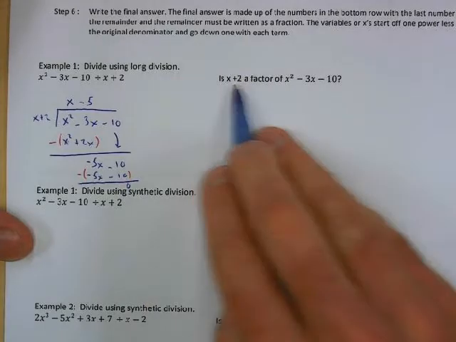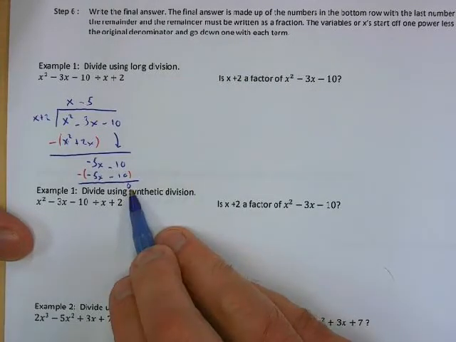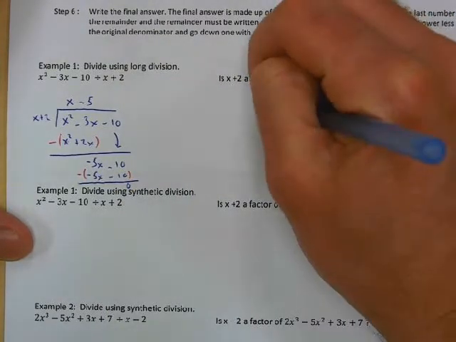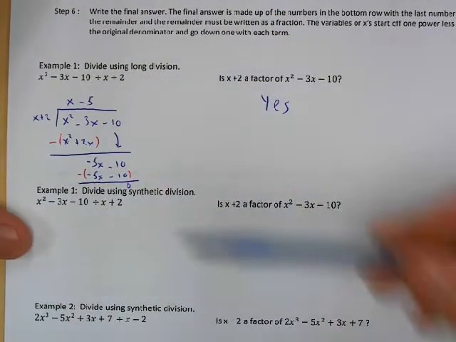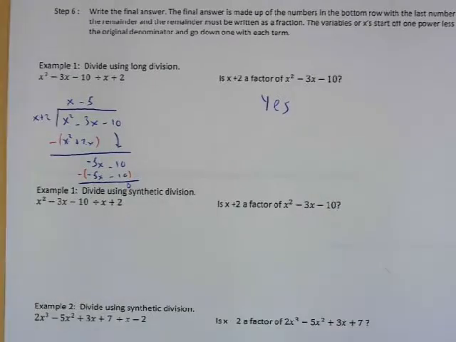Was x plus 2 a factor of this thing? Yeah, because when I did division, I had a remainder of 0. So then, yes, it is. And then these were the steps to doing that. Okay, if you want to pause the video and write these steps down real quick, you can. And then we'll move on to the next problem.